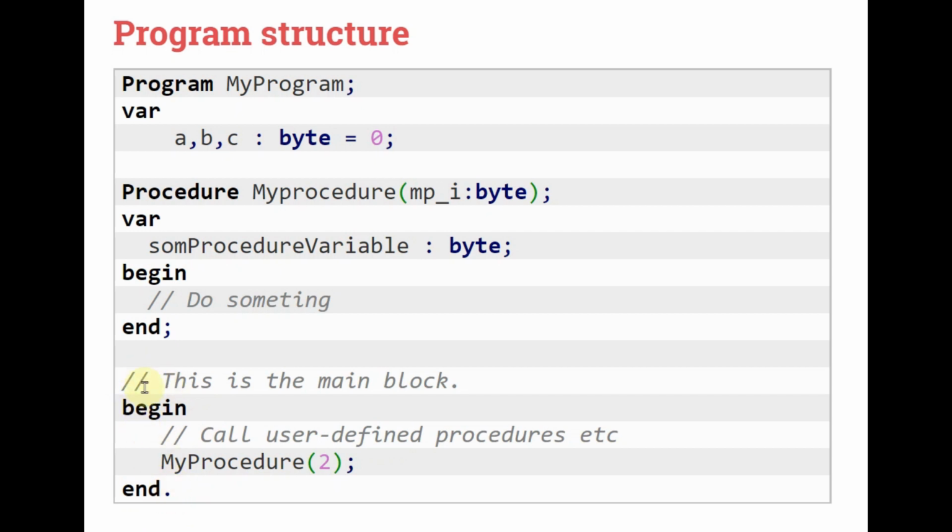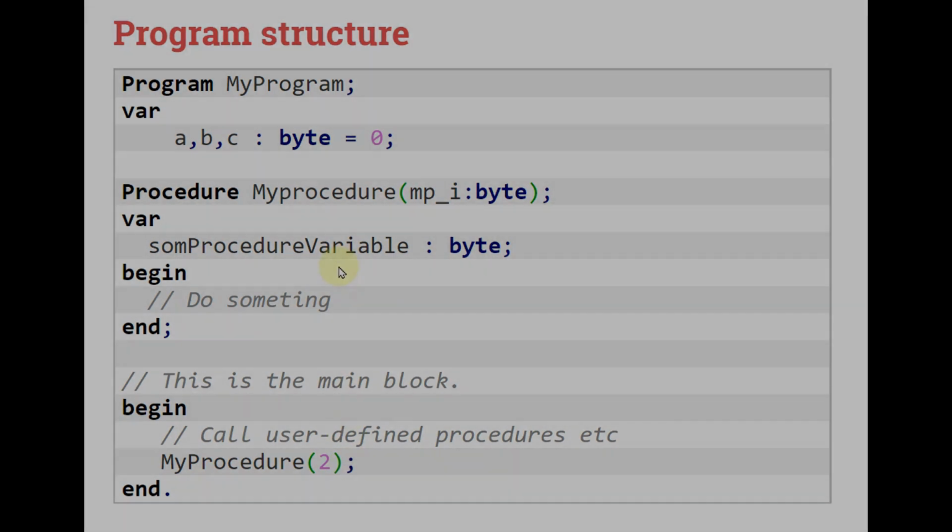Between the begin and end, you enter your commands, which here is calling my procedure, the one that we defined up here. As you notice, when we call it, you have to add a semicolon. That's basically it in a nutshell, how the program structure of a TRSE program is.